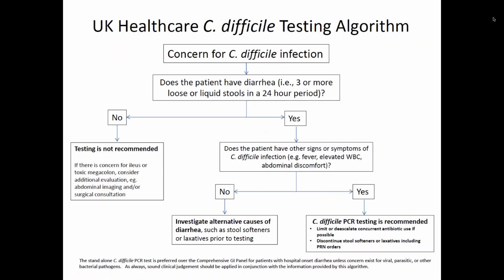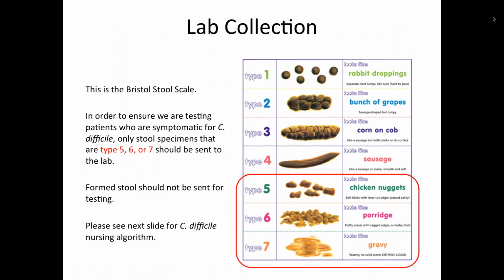If there is clinically significant diarrhea, the next question is, does the patient have signs or symptoms of infection? Fever, elevated white count, abdominal discomfort. If the answer is no, then we should probably investigate alternative causes first. It doesn't mean don't order the test, but it means we should take a step back and say, could there be other causes of this? Oh my gosh, this patient's been on Miralax every day for the last week and a half. Let's stop that and see what happens. Of course, if they do have those signs and symptoms, then we do recommend C. diff testing.